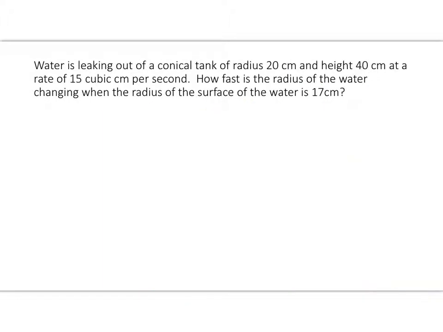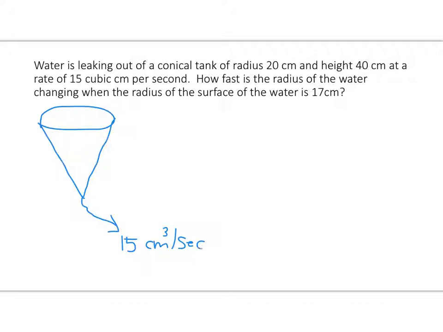All right, water is leaking out of a conical tank of radius 20 centimeters and height of 40 centimeters at a rate of 15 cubic centimeters per second. How fast is the radius of the water changing when the radius of the surface of the water is 17 centimeters? Okay, so I have a conical tank that kind of looks like an ice cream cone or a snow cone. So here's my conical tank. We said water is coming out, there must be a hole in the bottom, at a rate of 15 centimeters cubed per second. So that's a rate. And we're talking about a water level in here, so we know this is a volume. So that's my dV/dt.